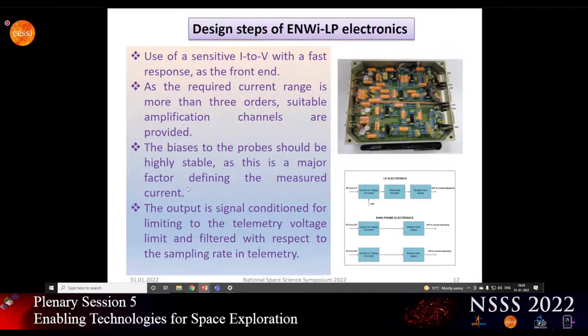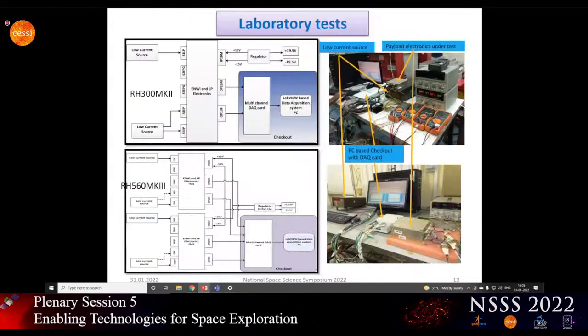Now let me take you through some of the design steps for the NV LP electronics. We have used a very sensitive I2B with a very fast response as the front end. As the required current range is more than 3 orders, suitable amplification channels are also provided. The biases to the probes have to be very highly stable, as this is a major factor defining the measured current. The output is signal conditioned to limit it to the telemetry voltage limit and filtered with respect to the sampling rate in telemetry. This is our NVLP package that was realized for the RS300 sounding rocket.